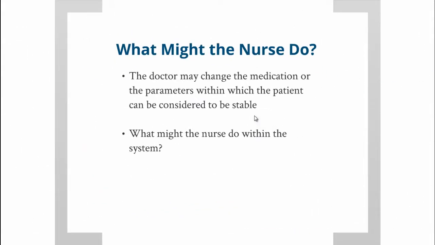Okay, so what might the nurse do in this situation? The doctor may change the medication or parameters within which the patient can be considered stable. What might the nurse do within the system? So if the doctor suddenly decides that they want to change the parameters of what is considered a stable heart rate. So they want to say, instead of the heart rate being between the values of 50 and 80, they're going to change it to between 50 and 70. What has the nurse got to do?